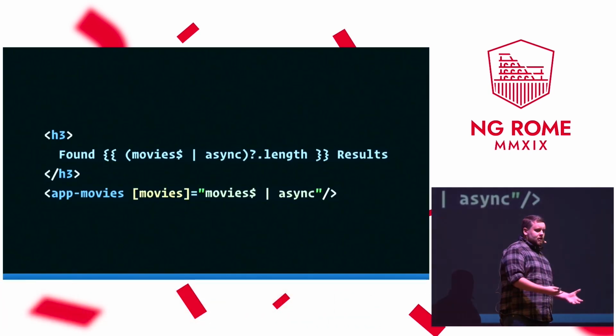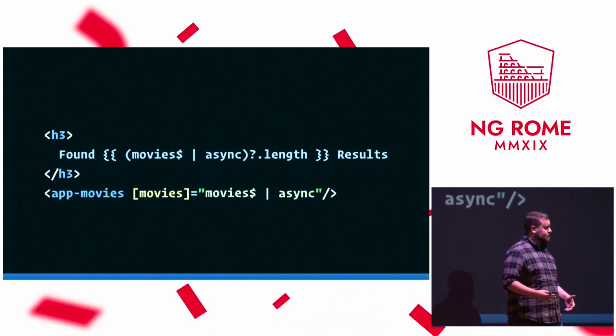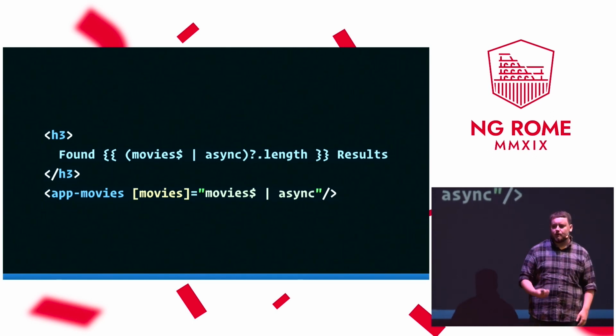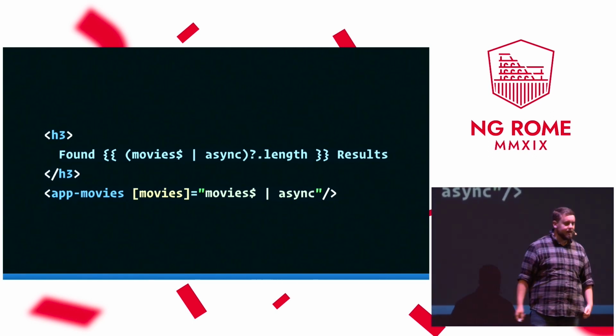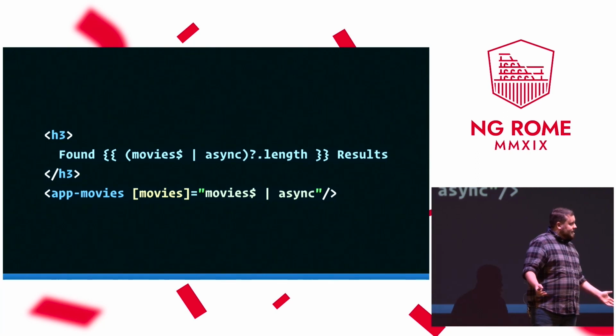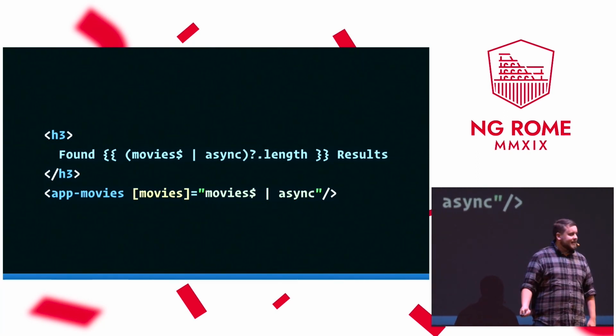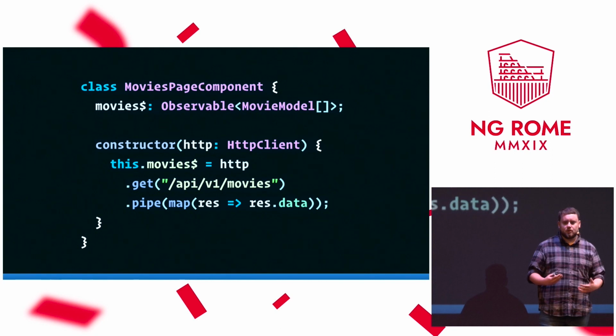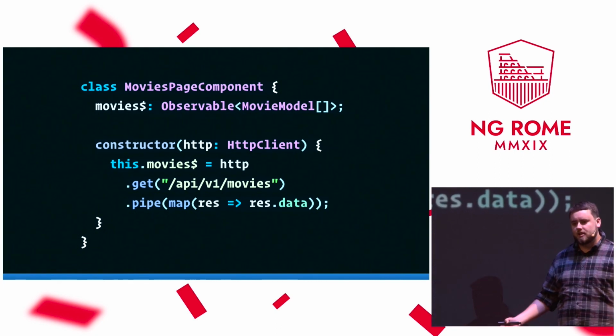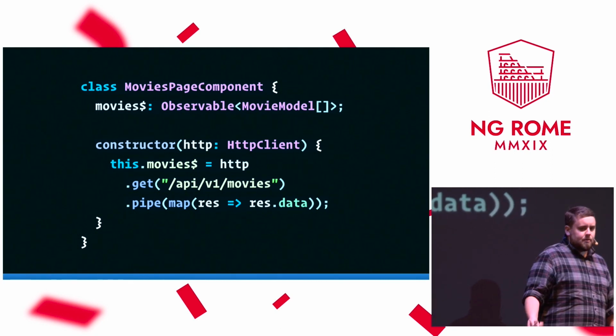Let's say I've got an Angular component, and its template looks like this, where I've got some observable, and I'm trying to read its value out, and I get it with the async pipe. Everything looks fine, but then I go to the component's implementation, and I notice that the observable is actually being defined with the HTTP client. So what's the problem here?